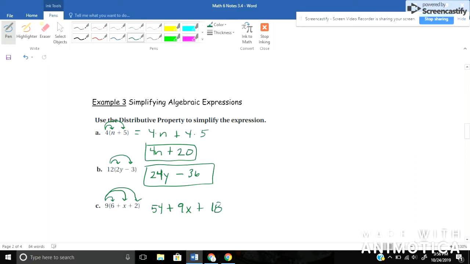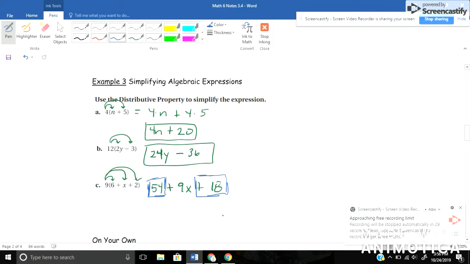All right, so now I look at this and I see that I do have a few like terms that I can combine. I have 54 plus 18. Always take that operation in front of the term. So I've got 54 plus 18. I can combine those two things. That would give me a total of 72. And I have 72 plus 9x. Now I can't combine these because this does not have an x. Remember, you could switch that order, so it could be 9x plus 72. That would be the same thing.